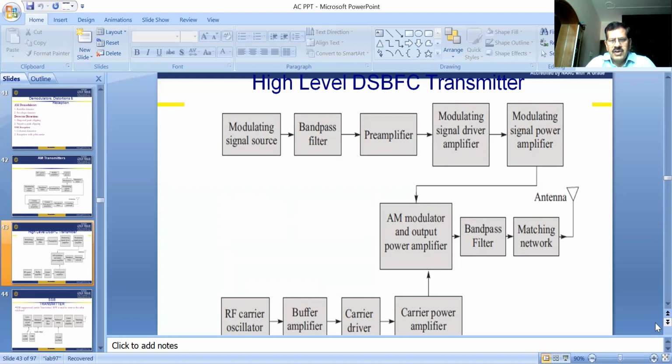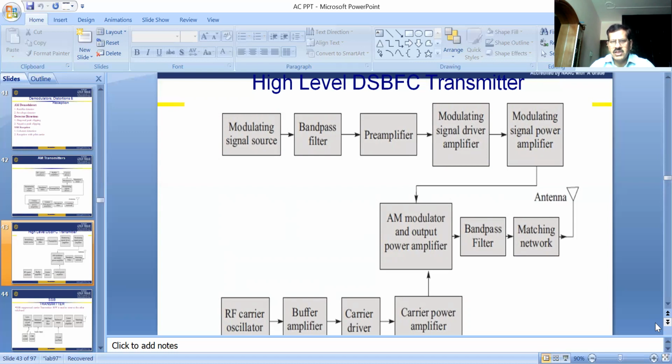And next we take another signal, which is the RF carrier signal, generated by the RF carrier oscillator. This signal is applied to the buffer amplifier, which amplifies it to a particular level and then transfers it to the carrier driver, and after the carrier driver this signal goes to the carrier power amplifier. The power amplifier also increases the strength of the signal. There may be different types of power amplifier: class A, class B, and class C. What we generally use here is a class A push pull amplifier or class B push pull amplifier, and these two signals are mixed in the AM modulator and output power amplifier.